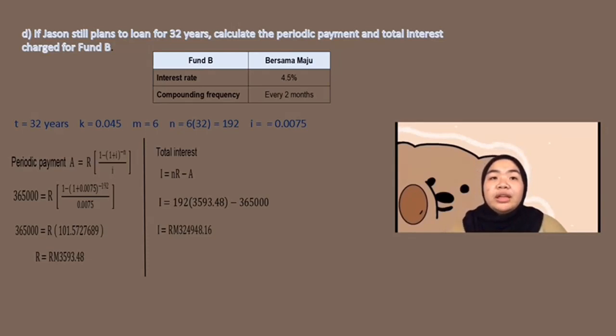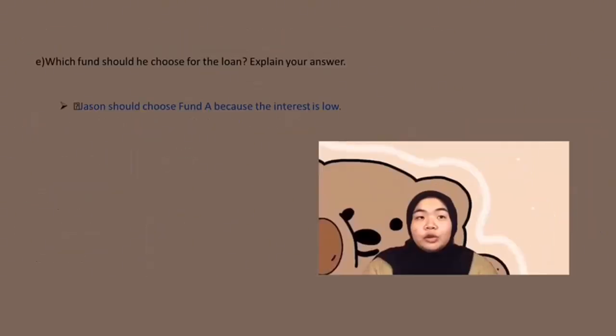So we need to find the total interest. The formula of total interest is I equals nR minus A. I equals 192 times 3,593 ringgit 48 cents minus 365,000. The answer of I is 324,948 ringgit 60 cents. Question E. Which fund should he choose for the loan? Explain your answer. Jacyln should choose fund A because the interest is low.